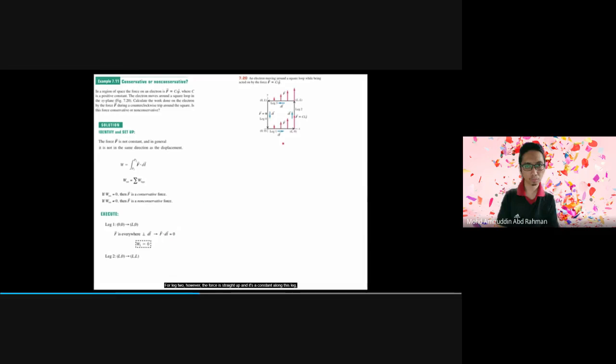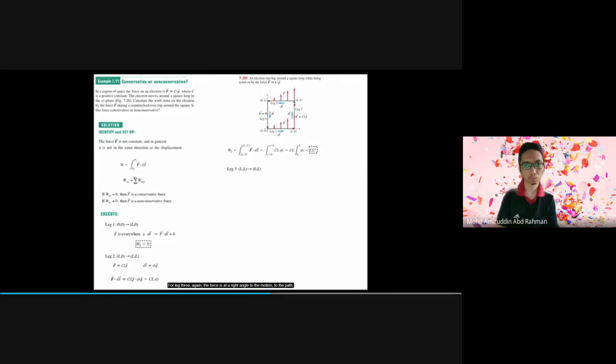For leg 2, however, the force is straight up and it's a constant along this leg because we're always at x equal L. And so the work is simply going to be the force times the distance. I can pull the force out of the integral, and I just have the integral of dy from 0 to L, which is going to be L, and the work is c times L squared.